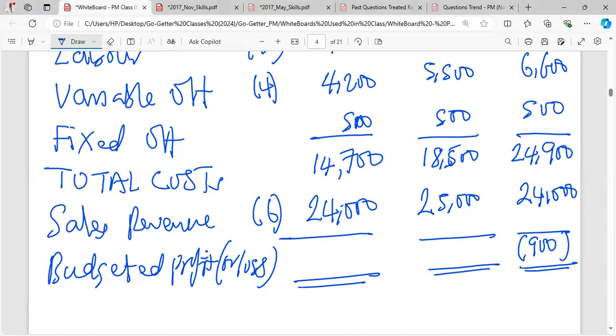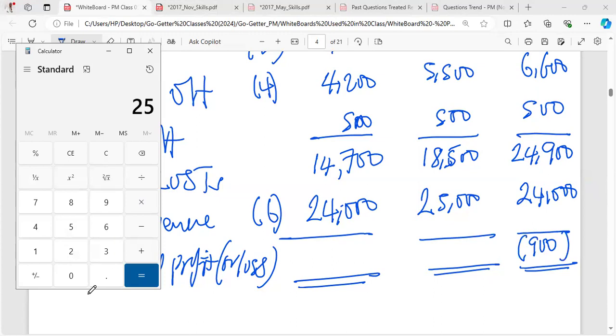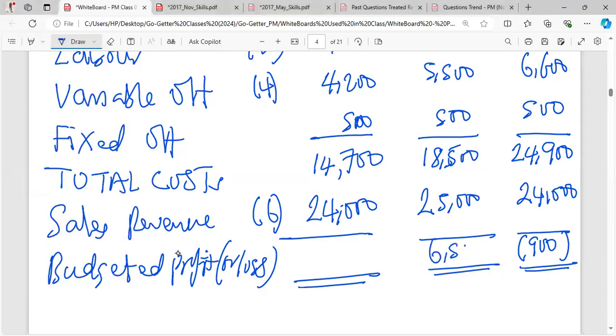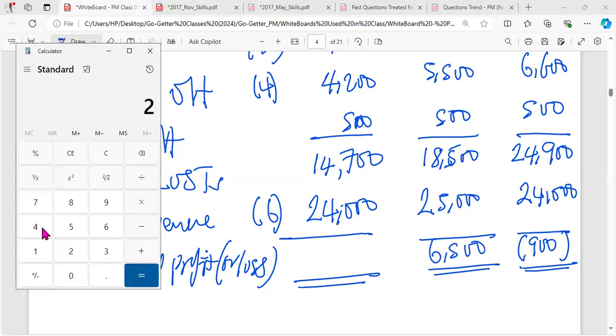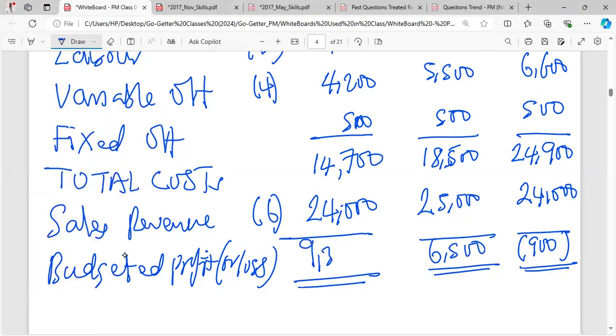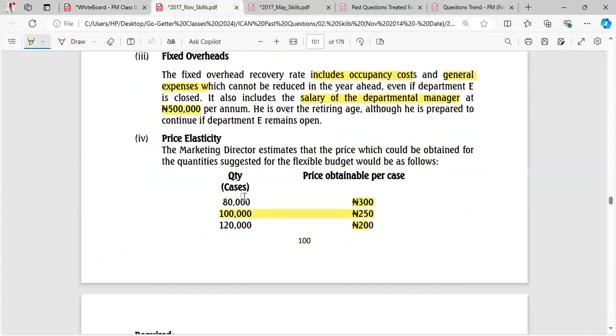Then we are now saying 25,000 minus 18,500. That gives me 6,500 profits. Then of course we have 24,000 minus 14,700, which is 9,300. So now this is your required.